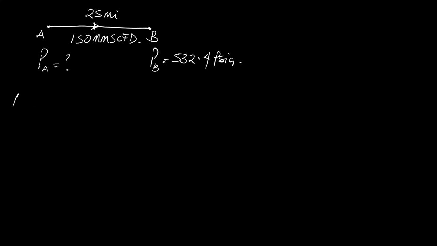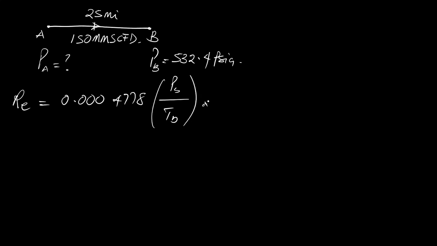the Reynolds number. So the Reynolds number is 0.0004778 times the base pressure divided by the base temperature times the gas gravity times the flow rate divided by the viscosity of the gas divided by the internal diameter. So let's calculate our Reynolds number.